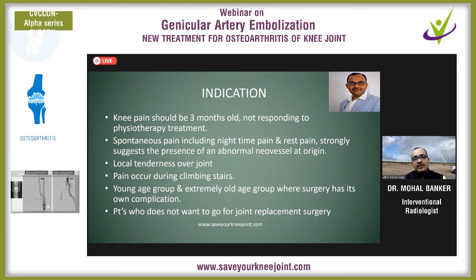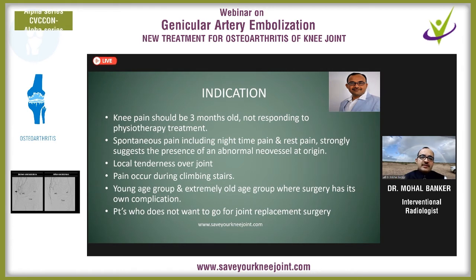See, this is a very important tool, because when the pain occurs while walking on a flat surface, that is a very advanced disease, grade 4 disease. But when pain occurs only during the climbing of stairs, this suggests mild to moderate osteoarthritis, and for these, genicular artery embolization is a very good modality.